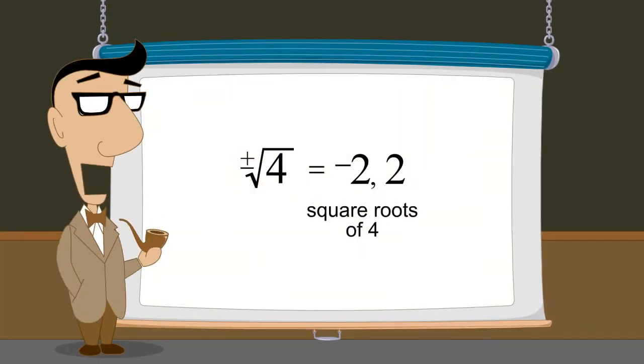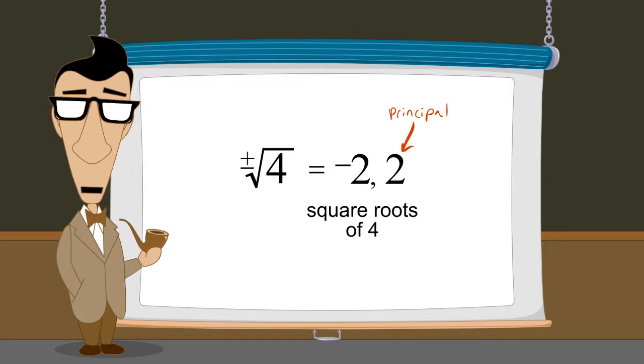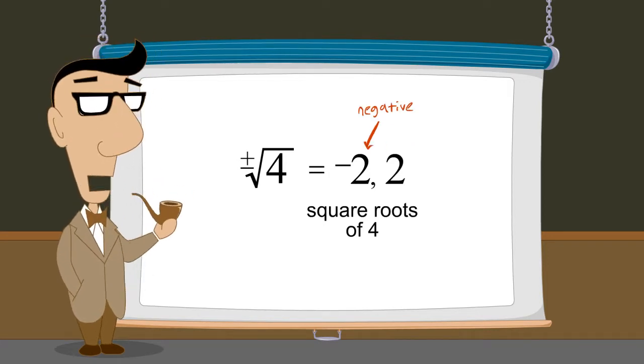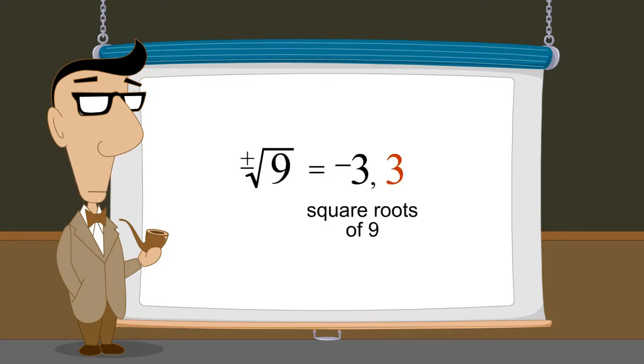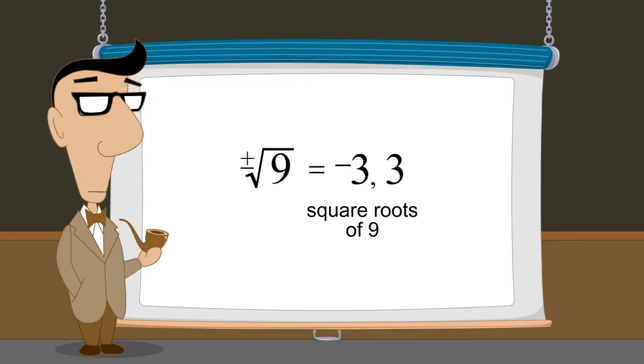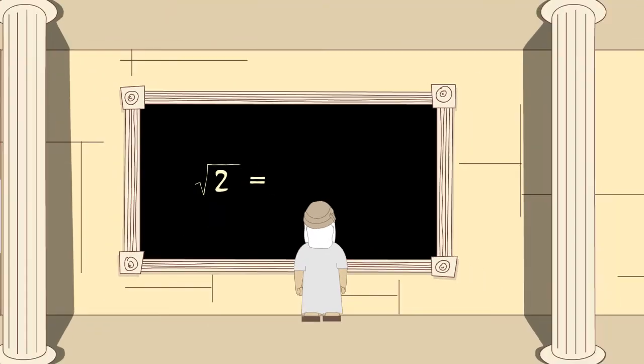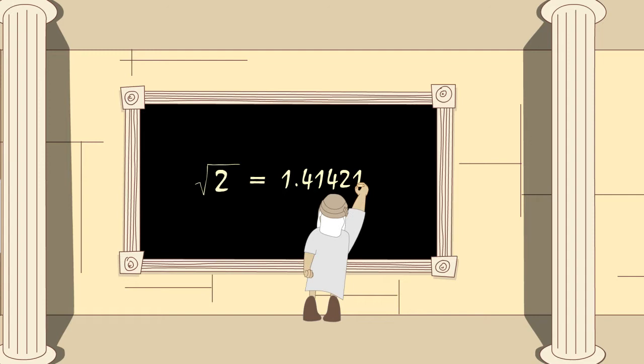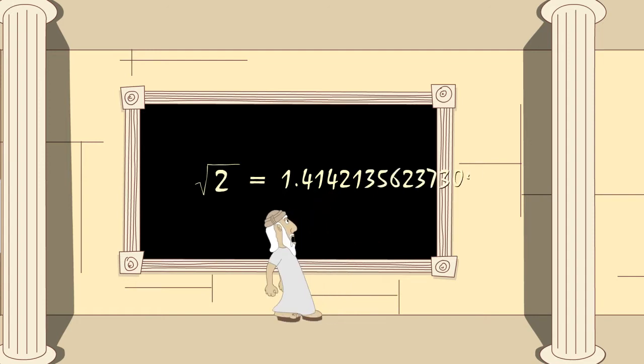Any positive number has 2 square roots, the principal square root, which is always positive, and the negative of the principal square root. For example, 9 has square roots 3 and negative 3. Numbers like 9 and 4, whose square roots are integers, are called perfect squares. However, the square roots of most numbers don't come out even. In fact, most square roots have an infinite number of non-repeating digits after the decimal point.